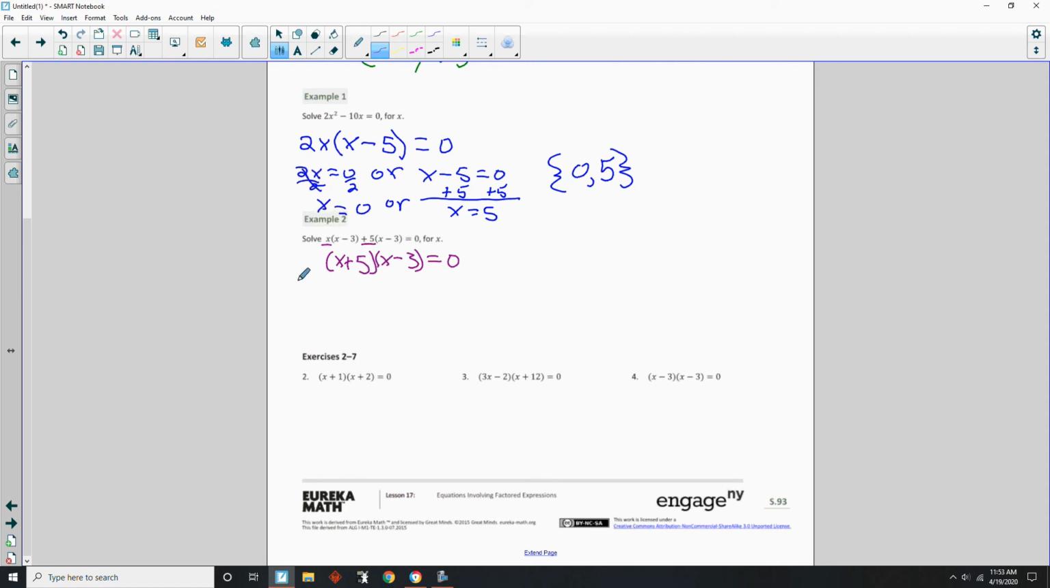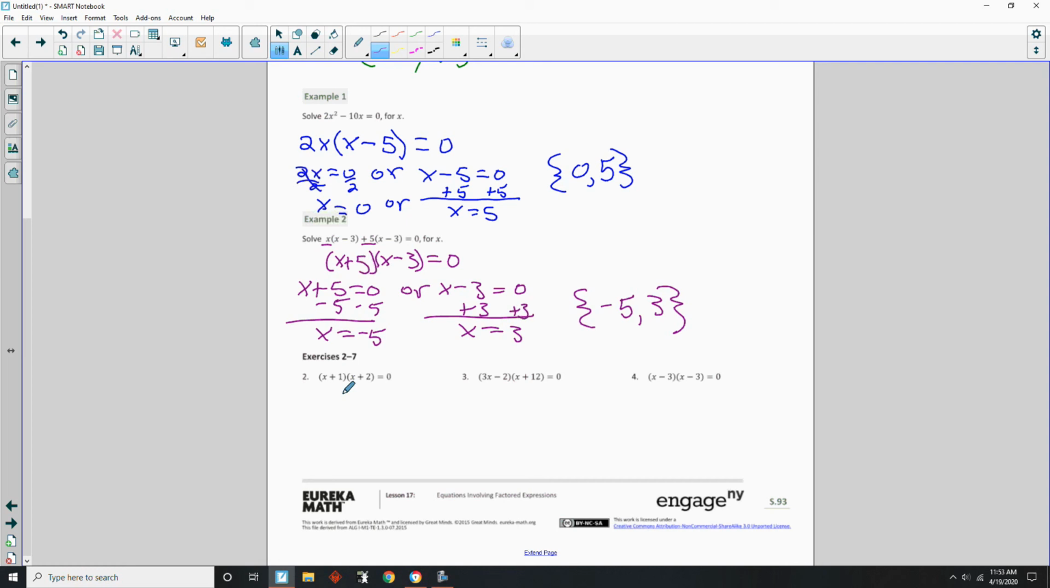So now if I set these both equal to 0, we get x plus 5 equals 0, or x minus 3 equals 0. So subtracting 5 here would give us x equals negative 5, and adding 3 here would give us x equals 3. Putting these in set notation, smaller first, increasing to the largest, and there you have it.